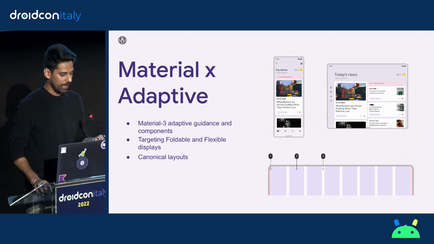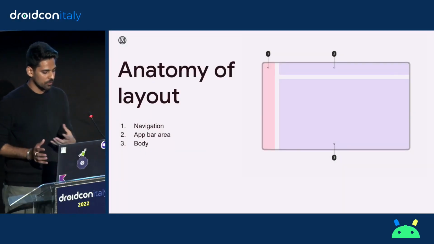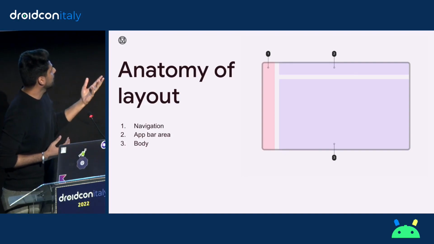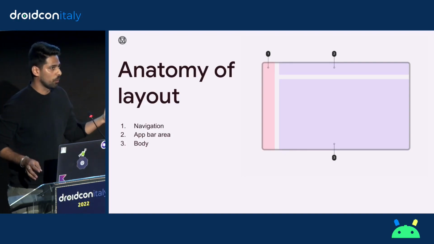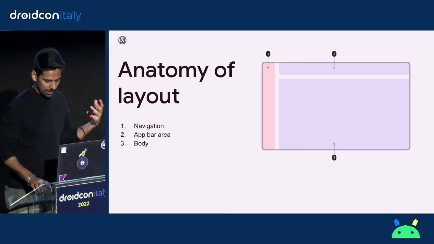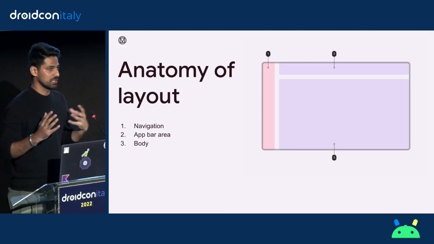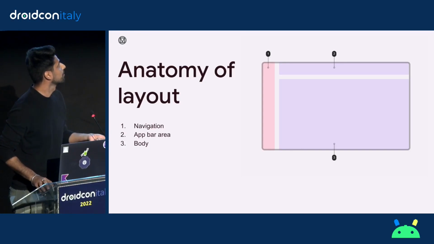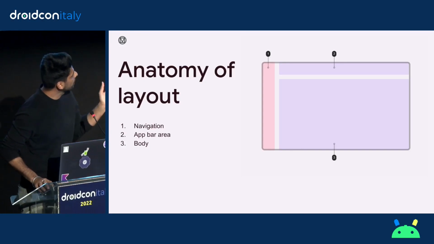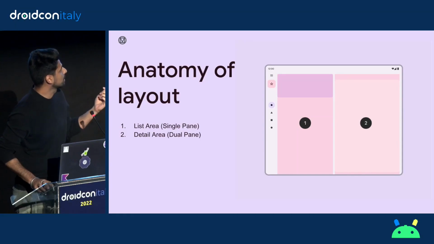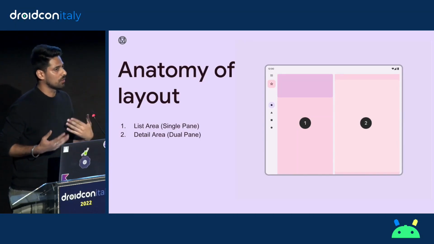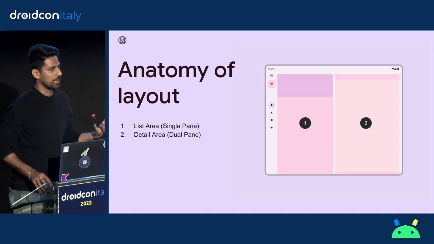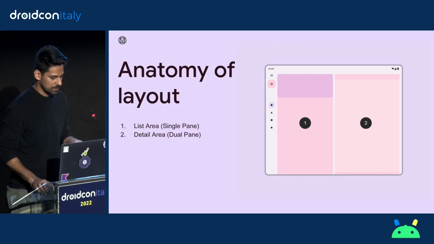So thinking that way, we can think of the layouts of an app in a way where we have a navigation area, we have an app bar area, we have a body area. And all these areas can be utilized and positioned differently depending on what we want to target, what size we have. And similarly, this body area can be further divided into a single pane area or dual pane area, or some call it a list area or detail area, depending on if we have available space.